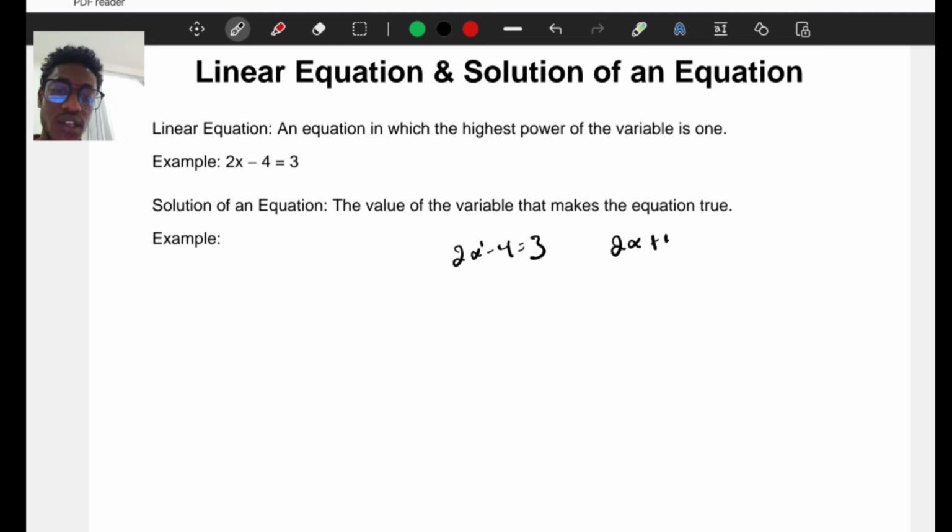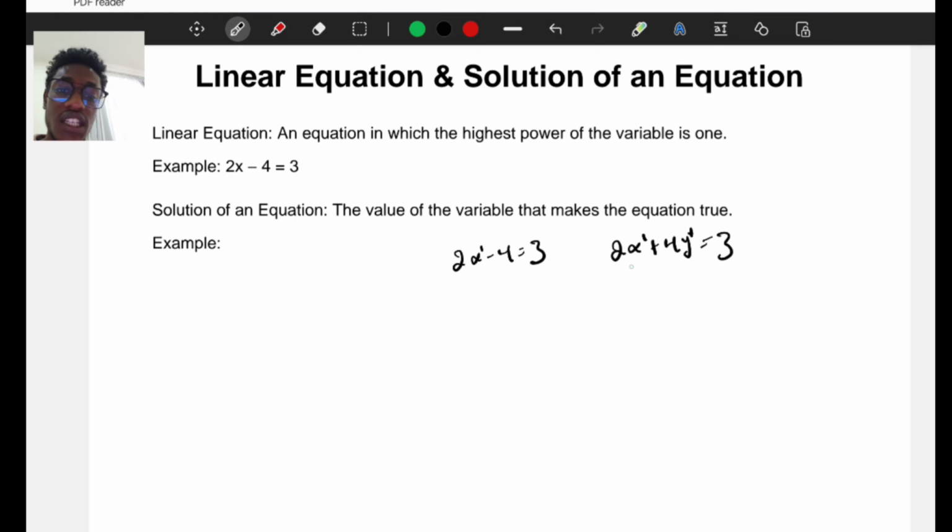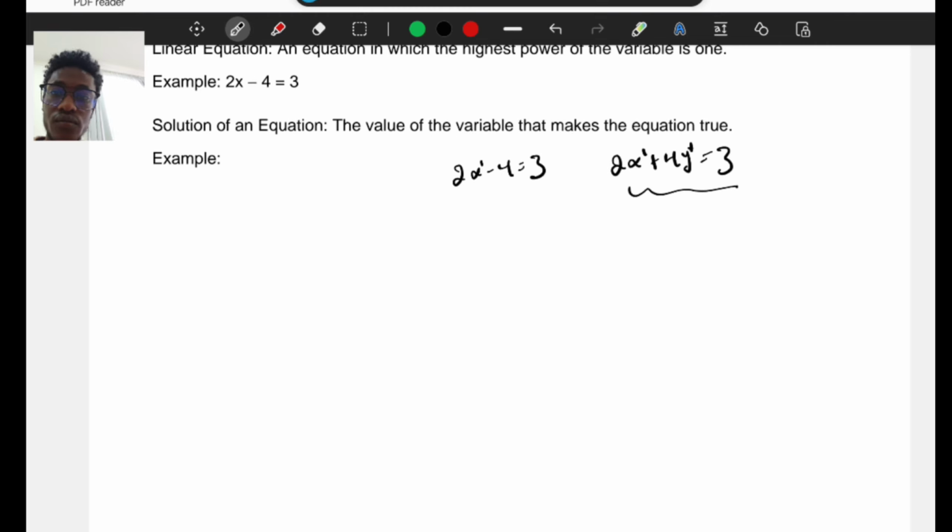For example, 2x plus 4y is equal to 3. How many variables are there? 2 variables, x and y. But the power of each variable is 1. So the requirement of a linear equation is to have variables with one power. Here we have two variables, each with one power, so it is a linear equation. What we have to see is that only the variables found in there must have power one.